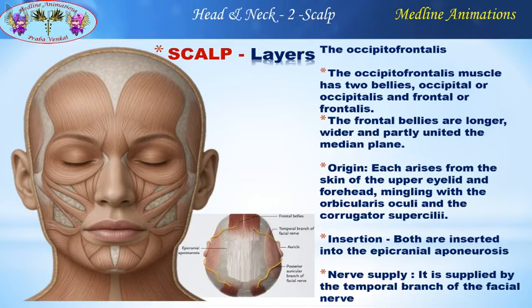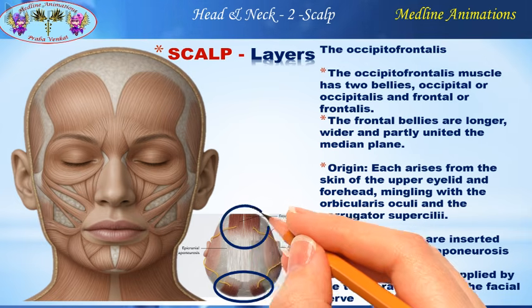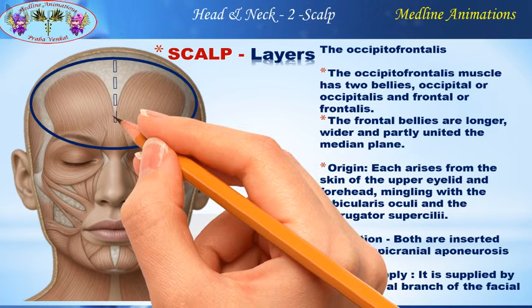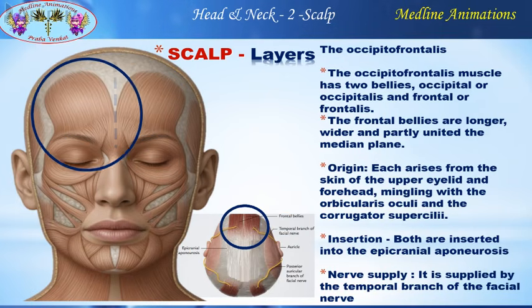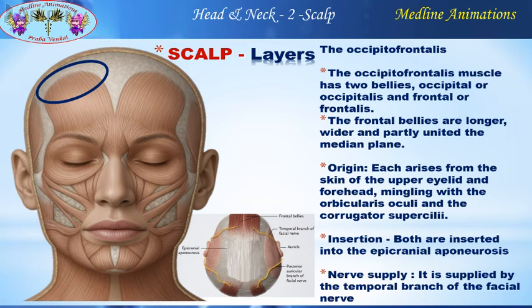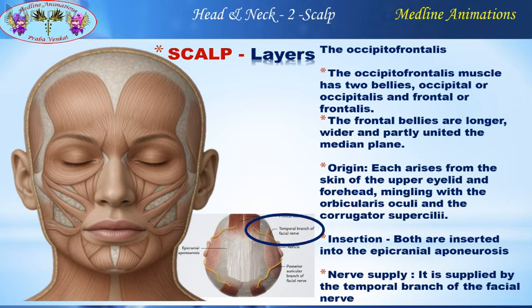Let's see a brief description of the occipitofrontalis muscle of the third layer. The occipitofrontalis muscle has 2 bellies: the occipital belly or occipitalis, and the frontal belly or frontalis. Let's see the frontal bellies first. The frontal bellies are longer, wider, and partly united in the median plane. Origin: the frontal bellies arise from the skin of the upper eyelid and forehead, mingling with the orbicularis oculi and the corrugator supercilii. Insertion: the frontal bellies are inserted into the anterior aspect of the epicranial aponeurosis. Nerve supply: the frontal bellies are supplied by the temporal branch of the facial nerve.